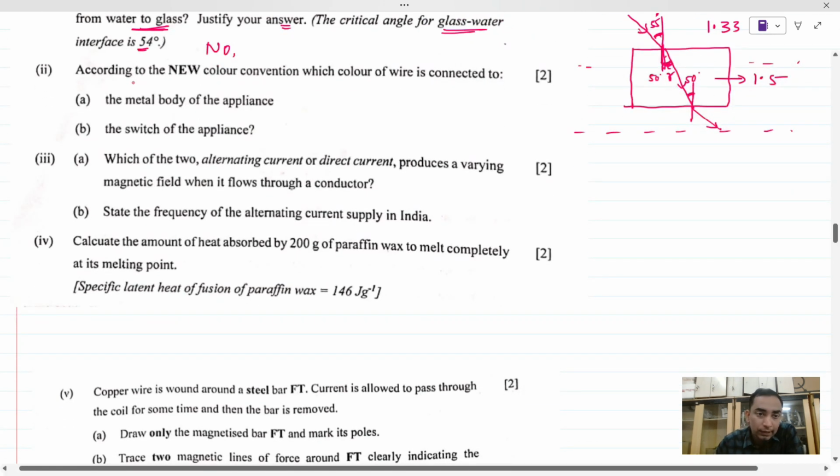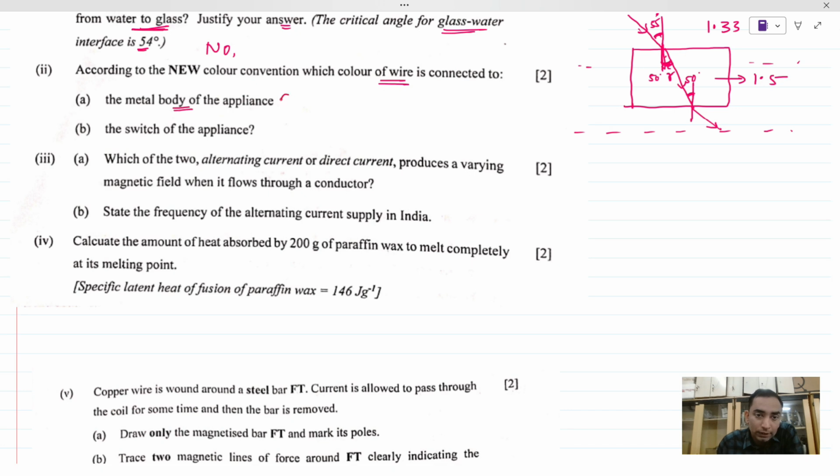Adding new conventions, color of the wire connected to metal body, that means this is earthing wire.